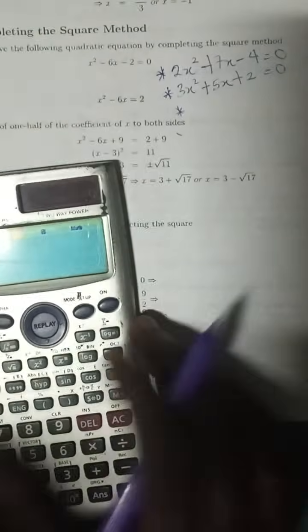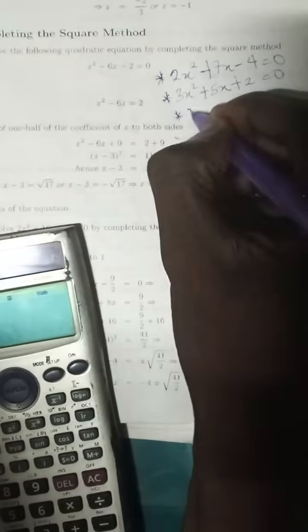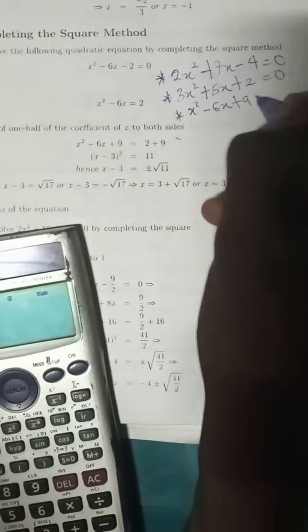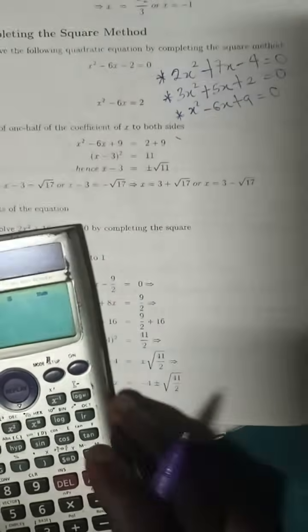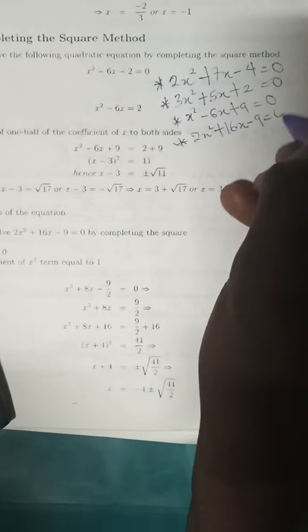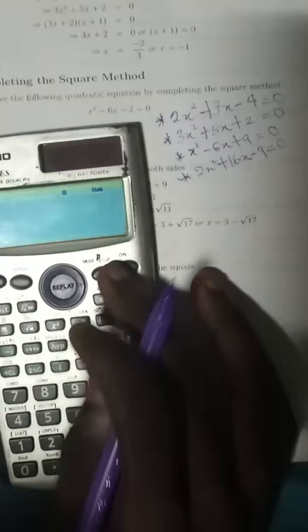Then I'm going to be solving this other one, which is x squared minus 6x plus 9 equals 0. Then let me solve this also, which is 2x squared plus 16x minus 9 equals 0. All right, so these are the few questions I want to solve under quadratic equation.